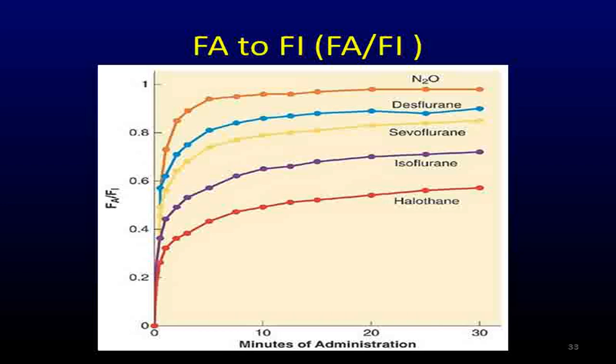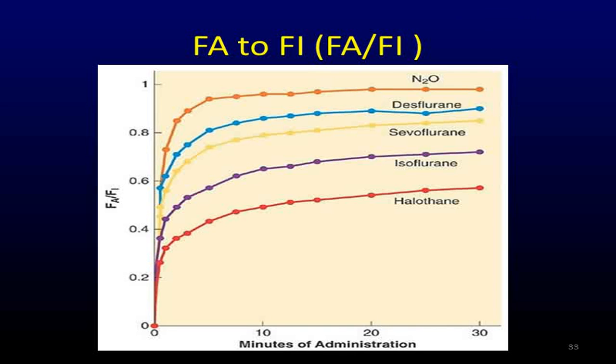Okay, these curves. You see them in every book just about. Now you're starting to understand what they mean. So, let's imagine that you are delivering 1 MAC of each of these agents. Okay, we'll just use 1 MAC. You could use whatever you wanted, but we're just going to say 1 MAC here. So for halothane, that's 0.75%. For isoflurane, that's 1.15%. For sevoflurane, 2%, we'll say. Okay, makes it easy for math. Desflurane, 6%.